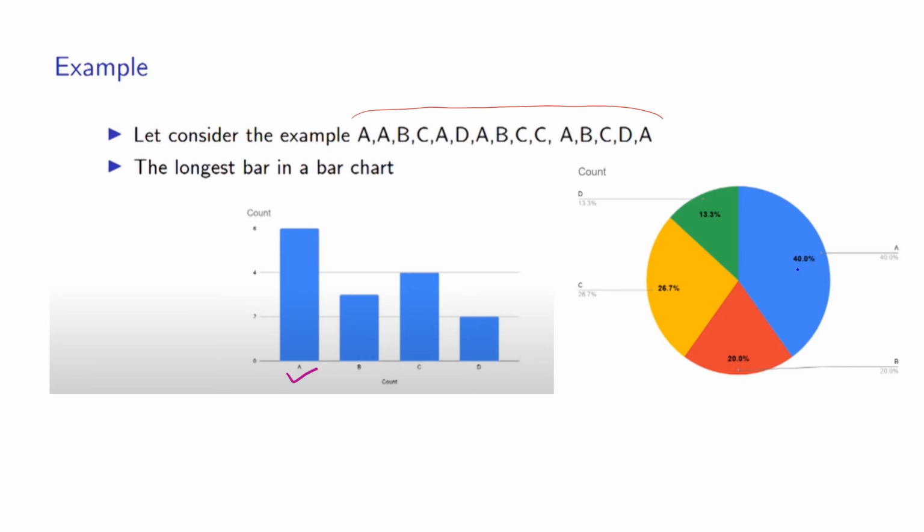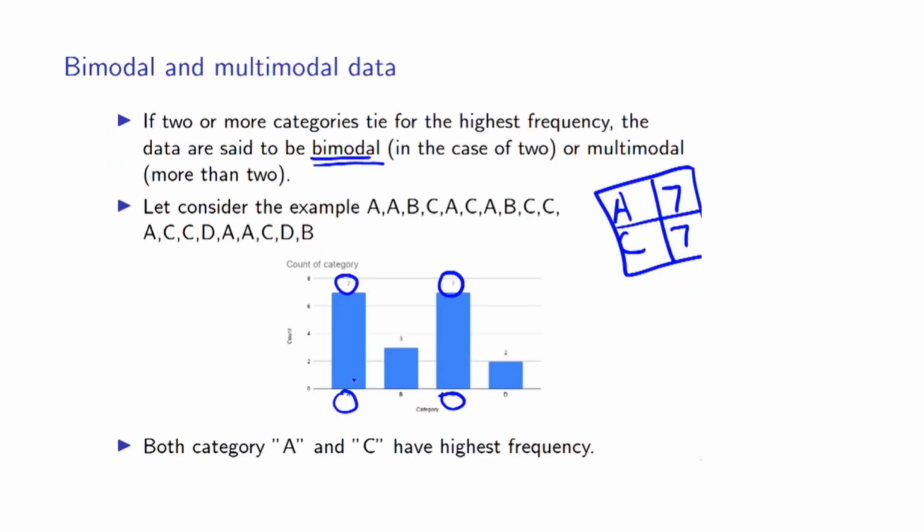Here the frequency of A is higher than the others, so A is the mode of this data. In the pie chart, A covers the bigger part of the pie, so A is the mode of the data. Here also A is the mode of the data.